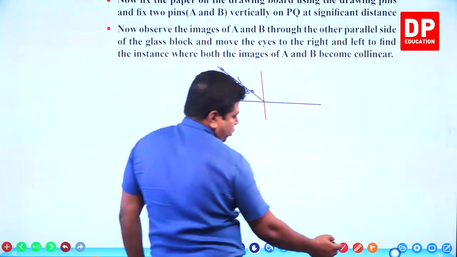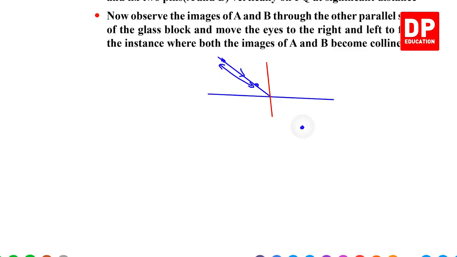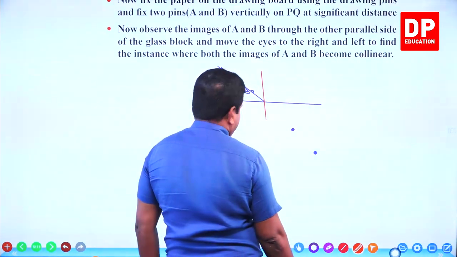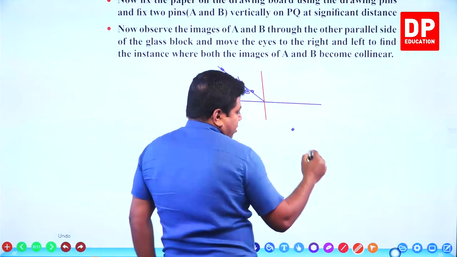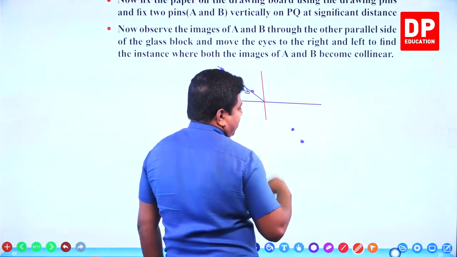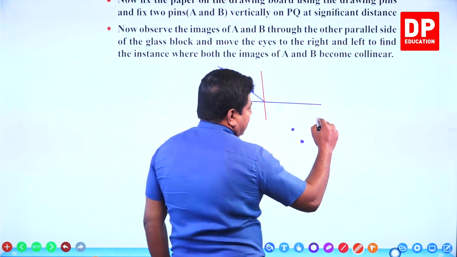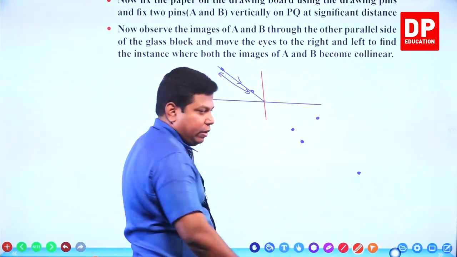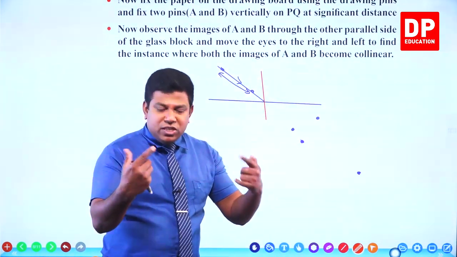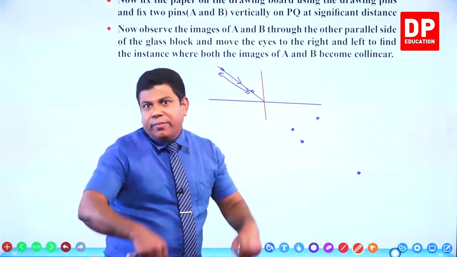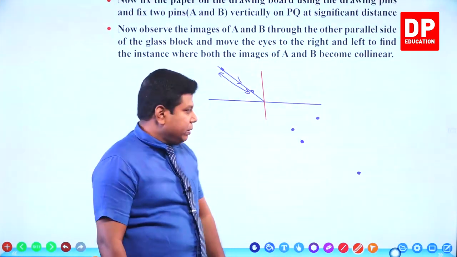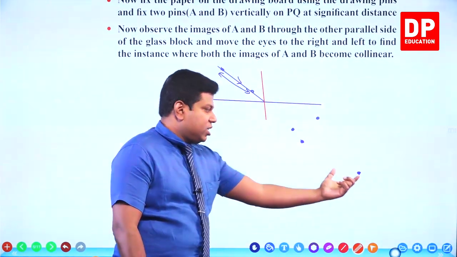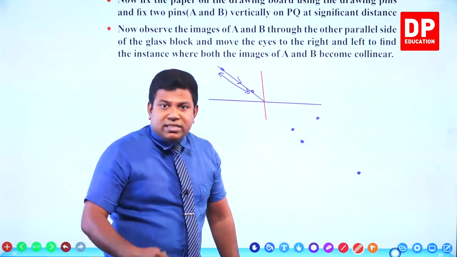I'll take two scenarios. One student has fixed 2 points like this. Or let's take it even closer. Like this, he has fixed it 2 closer. The other student has fixed it at some distance. So once you have removed all the pins, you will see the holes where the pins were fixed. Now I have to connect these 2 points or these 2 points. This is for student number 1. This is for student number 2 to draw the lines.